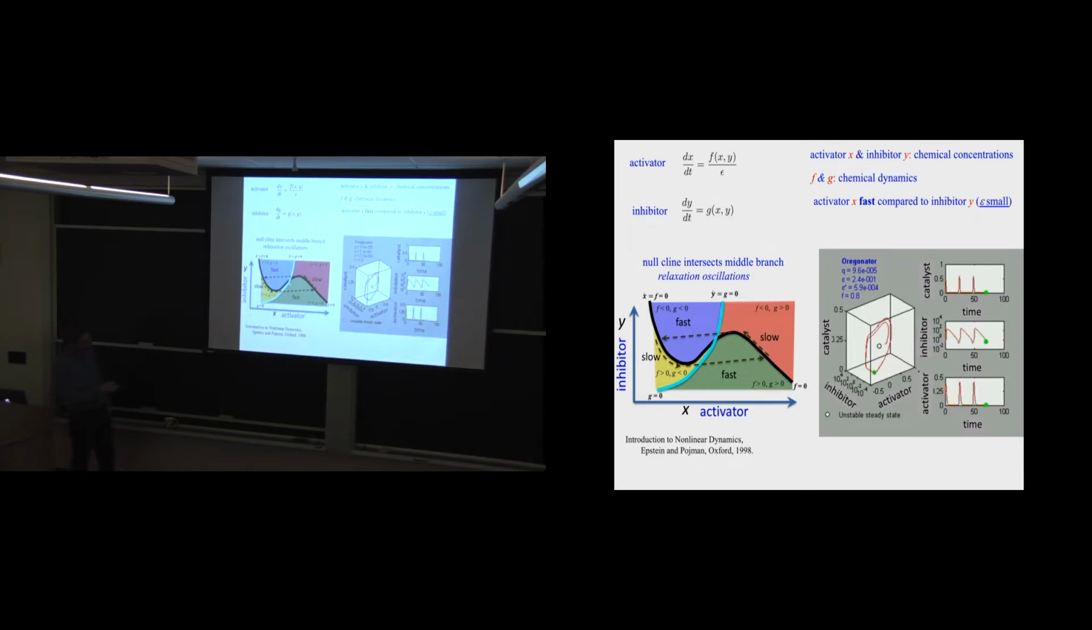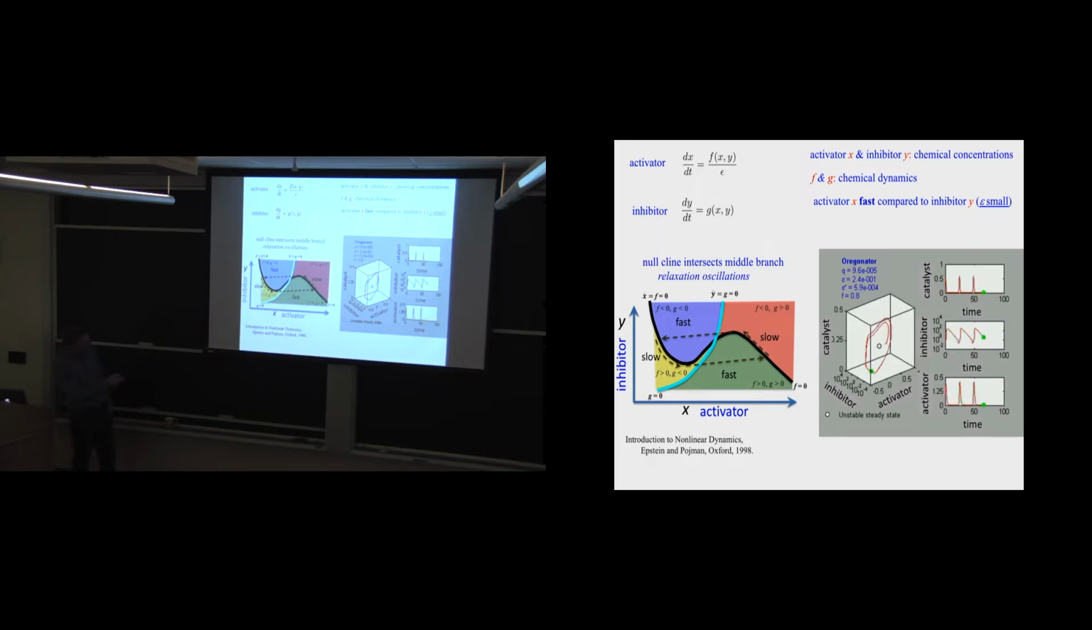And this line here is the null line. So above it, the activator is decreasing in concentration, X dot is negative, and below it it's positive. And likewise, this is the null line for the inhibitor. On this side, the inhibitor is decaying. On this side, the inhibitor is growing.